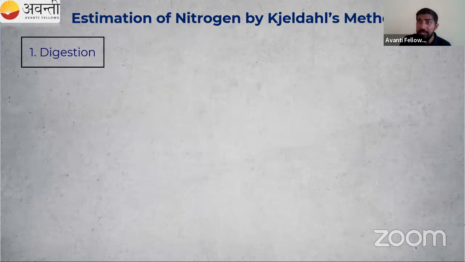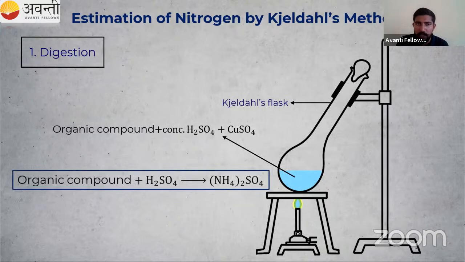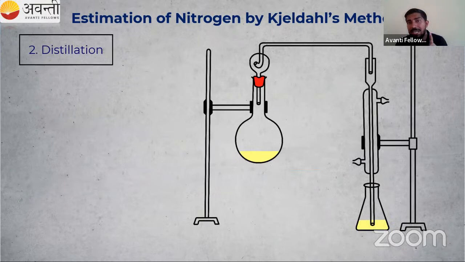So what is happening here in the first step? That's known as digestion. Your biology, digestion and absorption chapter, right? So here I have a Kjeldahl's flask. In that I have organic compound, then concentrated H2SO4 and copper sulfate. Then the reaction happening: organic compound plus H2SO4 gives (NH4)2SO4. Ammonium sulfate is formed here. So in the first step, ammonium sulfate is formed. This is known as digestion.